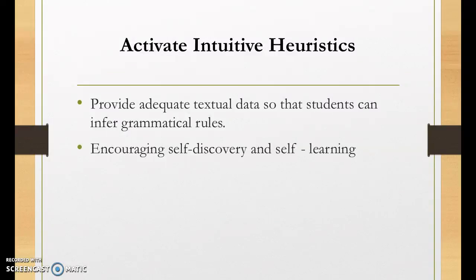Now, active intuitive heuristics. What does this mean? Teachers, now in the post-method era, need to provide adequate contextual data so that the students can infer grammatical rules. Well, what does that mean? Students have information. They have it at the tip of their hands. Now they need to know how to use it to help them develop a second language, and also encourage self-discovery and self-learning. We no longer need to give the students everything handed to them and already done. They need to discover it for themselves also. And like I said, with the internet, they have everything.